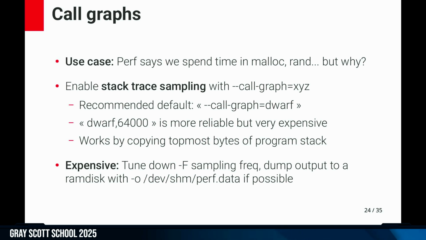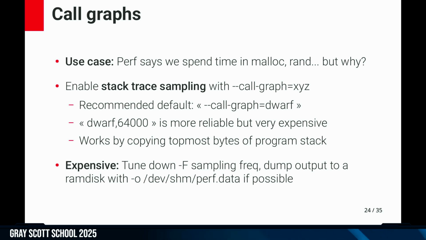One problem with this basic mode of operation is that very often perf will tell you, well, I have good news for you. You're spending a lot of time in some utility library, malloc, dynamic cast, random number generation, BLAS. And in a way, that's some information already, but if your code contains millions of different points where some memory is allocated, knowing that you spend time in malloc is not that helpful.